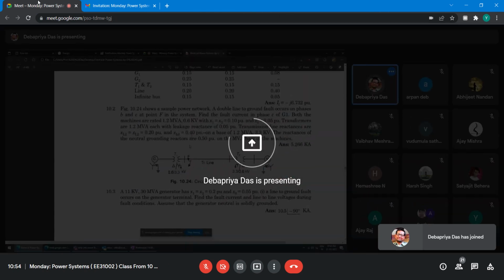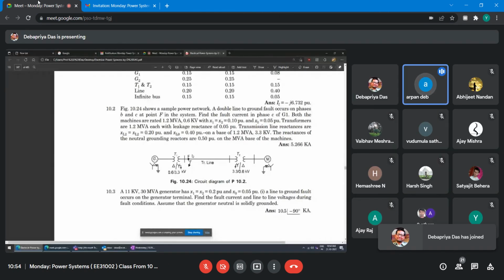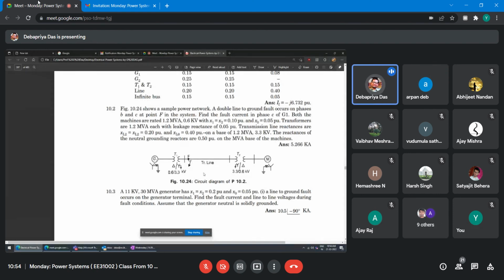This is 10.2. Yes, sir. Here, for the zero sequence problem, right? You are asking for the zero sequence diagram. Sir, I'm asking, for the transformer, what are the values of the positive sequence and negative sequence reactances? Initially, a transformer is a static device, right? So when I made this transformer thing, Z1 is equal to Z2, right?